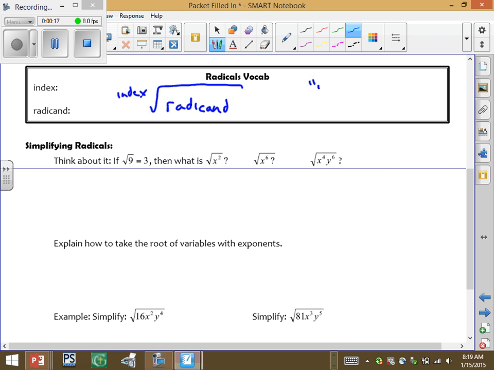Now, if there is no index, remember, that's probably what we're most familiar with. We call it the square root, which means the index is actually 2. So we know this is something pretty familiar to us. The square root of 9 is 3. The square root of x squared, pretty familiar with this, so that'd just be x. The square root of x to the 6th.